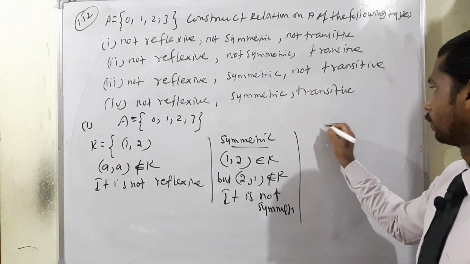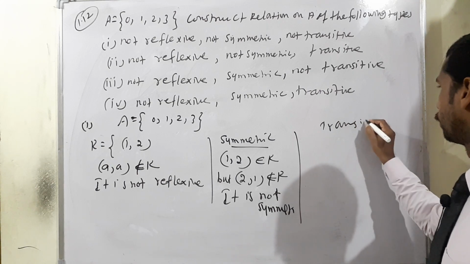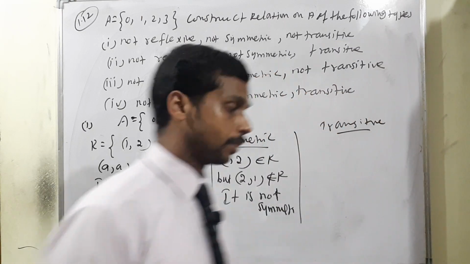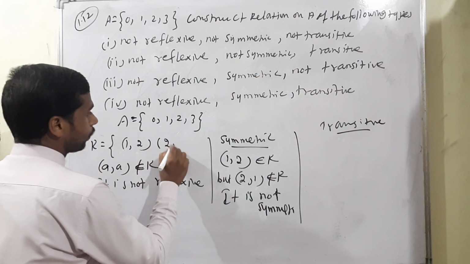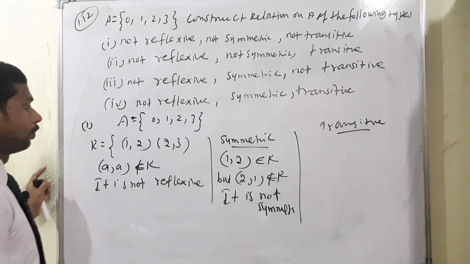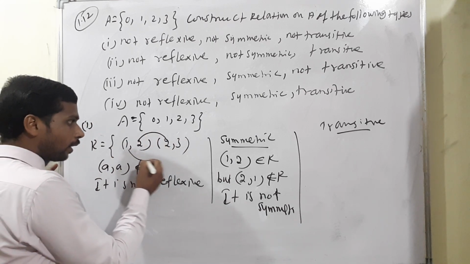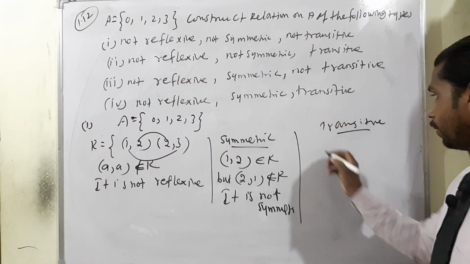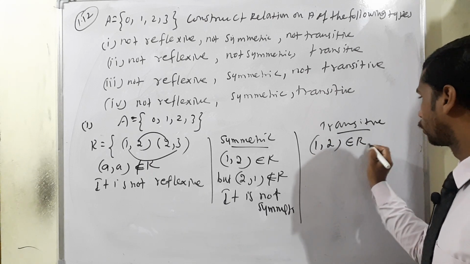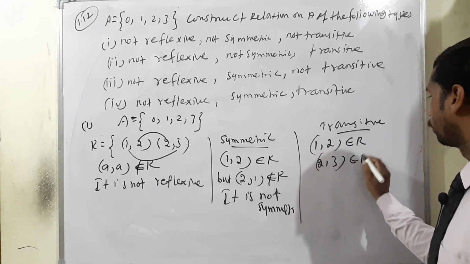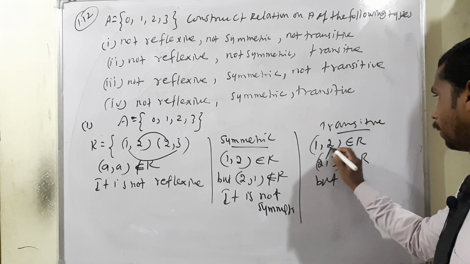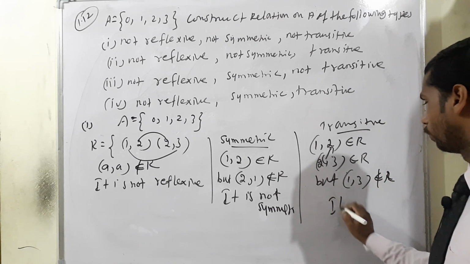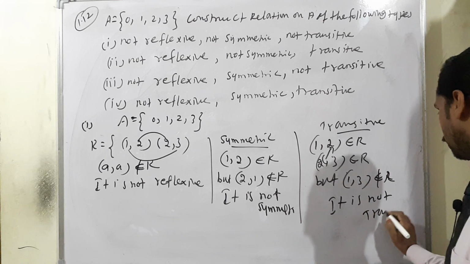Then third one, not transitive. A single pair means definitely we can say this is transitive. So another pair I have taken, okay, 1 comma 2 together with 2 comma 3. Now 1 comma 2 and 2 comma 3 are connected pairs, but 1 comma 3 is not there. So 1 comma 2 belongs to R, then 2 comma 3 also belongs to R, but 1 comma 3 does not belong to R. Therefore, it is not transitive. Okay.